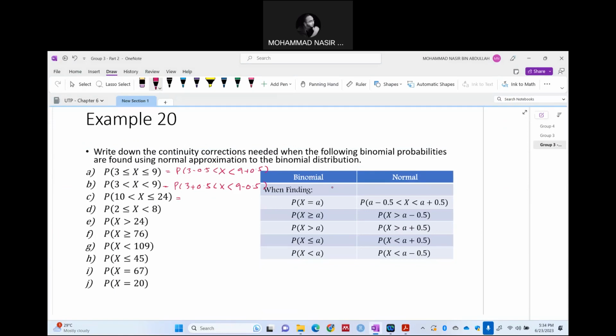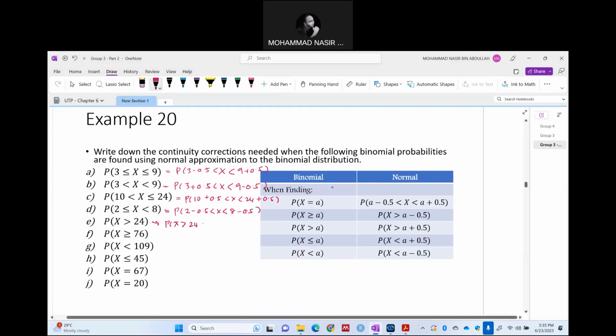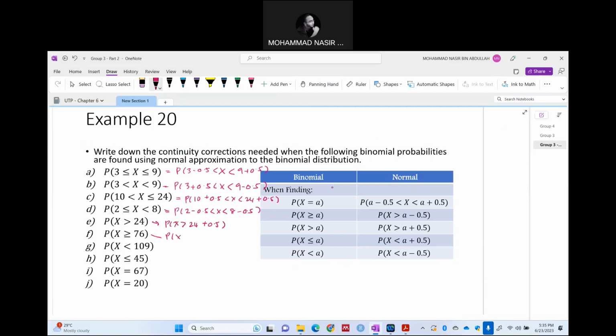So this one, probability of 10 plus 0.5, 24 plus 0.5. Right. And this one, probability of 2 inclusive less than minus 0.5, 8 minus 0.5. So more than 24, plus 25. So x more than 24.5. So I think 24 plus 0.5. Right. This one more inclusive minus, right? 76 minus 0.5.